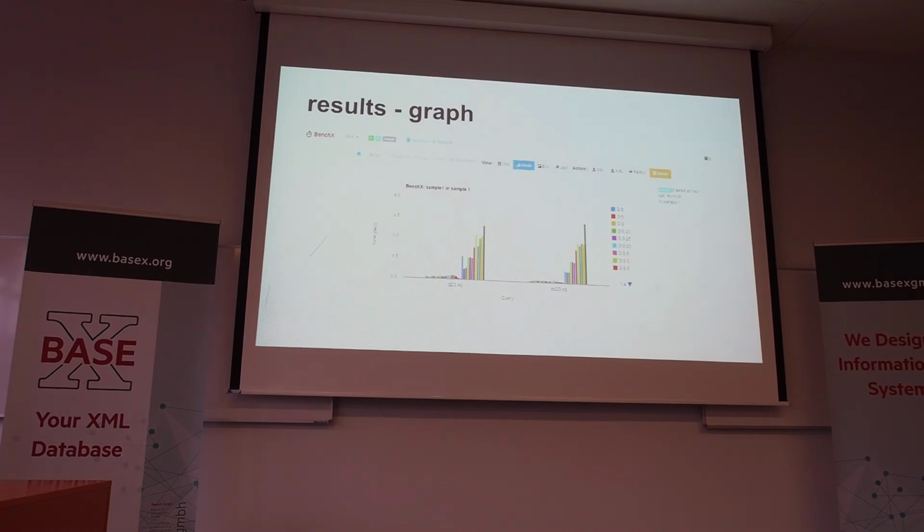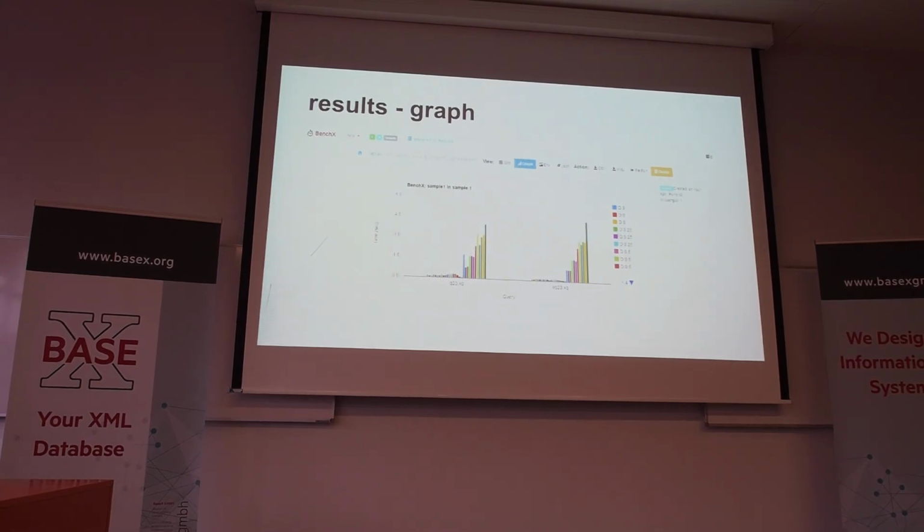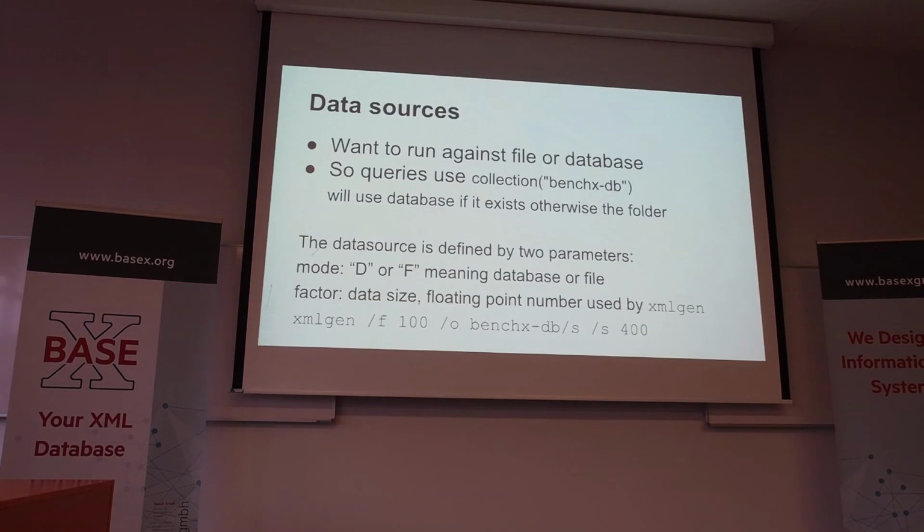So another way of presenting the results is as a graph. Here you can see the same data, and the first set of numbers are all using the database for different sizes, and then that much larger bunch is using the file system. As you see, at very small sizes they're much the same, but the file system gets a lot slower very quickly.